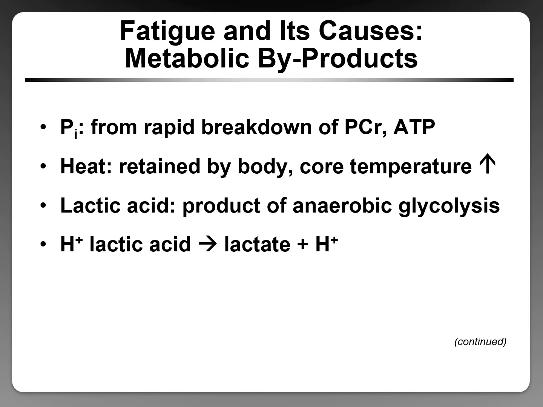So our next cause is metabolic byproducts. There are 4 main byproducts we're concerned about and their relationship to fatigue. The first is the phosphates that are floating around from the rapid breakdown of PCr and ATP. If I can't pull them in with ATPase, then I'm having problems. I just have waste products floating around. The next is heat. The body retains heat and our core temperature increases. This is going to decrease the efficiency of enzymes. We start to overheat. You can get heat stroke, heat exhaustion. This is going to cause problems.